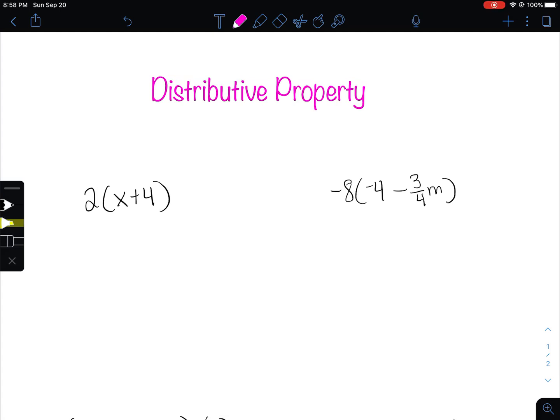So this is going to be a video to review over distributive property. And so remember, distributive property is just multiplication through parentheses. So we're going to take the outside number and multiply it through.